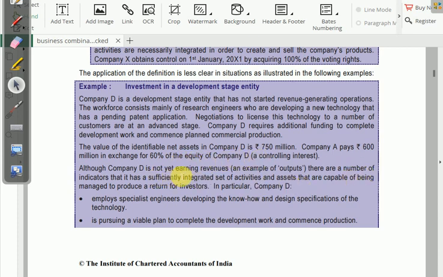Although Company D is not yet earning revenues, there are a number of indicators. It has a sufficiently integrated set of activities and assets that are capable of being managed to produce a return for investors. In particular, Company D employs specialist engineers developing the know-how and design specification of the technology, and is pursuing a viable plan to complete the development work and commence commercial production. It is a viable plan.